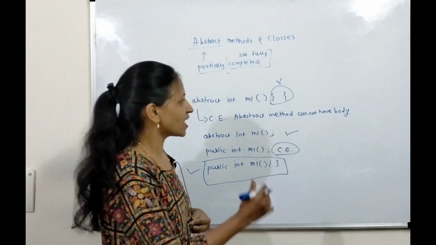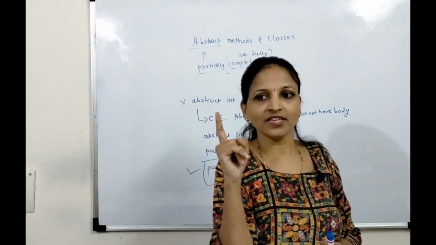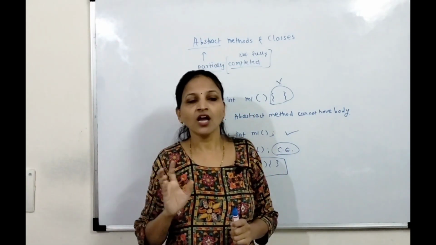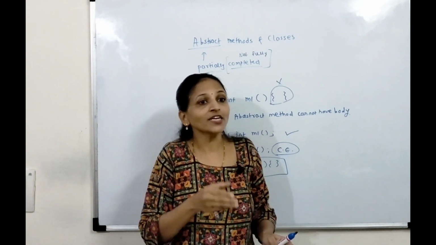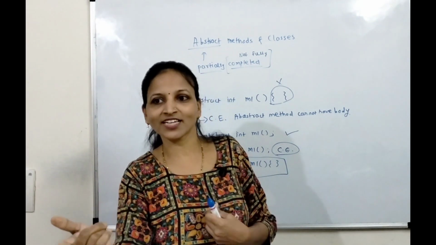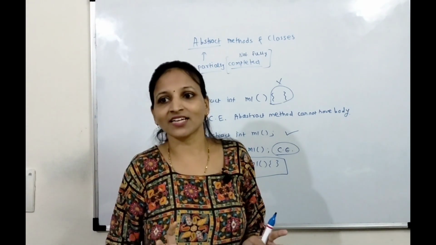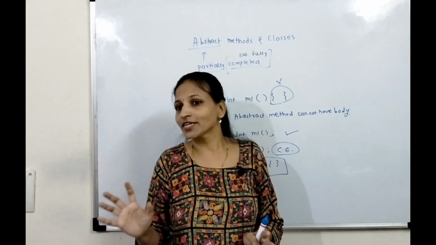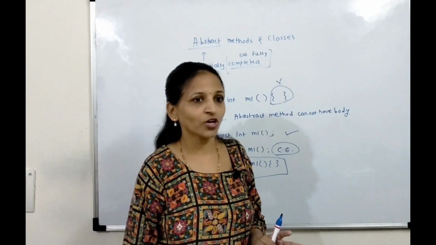Suppose my class is having 4 methods and from those, one method is abstract. Then we have to compulsorily declare that class as an abstract class. If my class is not having any abstract method, then there is no compulsion to declare it as abstract, but you can declare that class as abstract. If you have declared any class as an abstract class, then you cannot create an object of that class. Compulsorily remember these points.